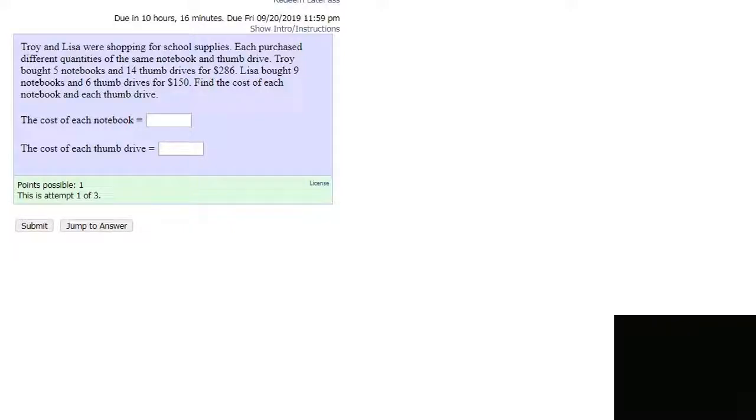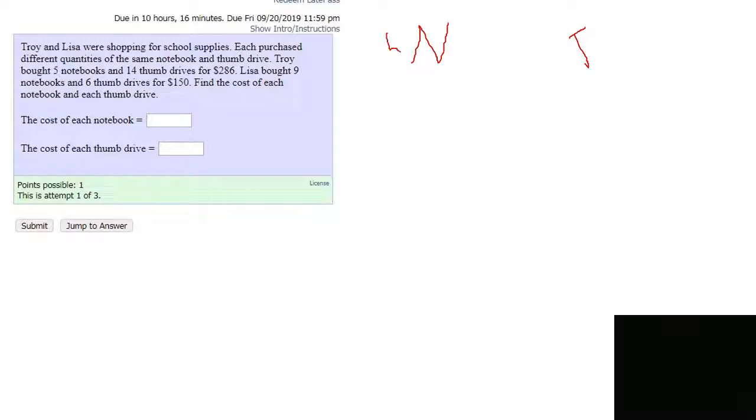Okay guys, so last video I did how to do this same problem with substitution, but now I'm going to do it with elimination, just to give you some options of what you like to do. So I figured out that we're going to have N for notebooks, and we're going to have T for thumb drive.